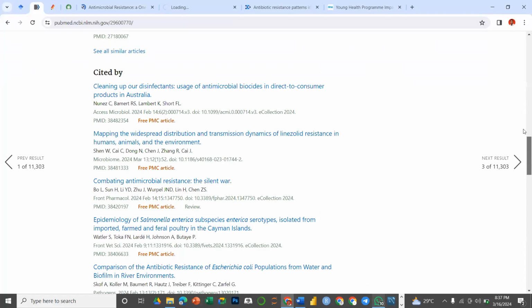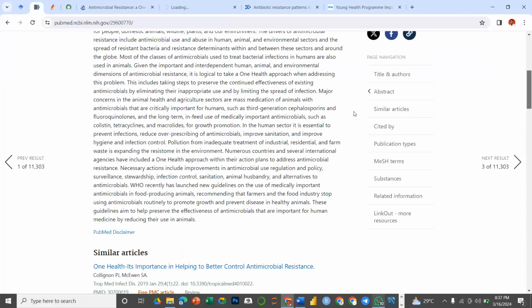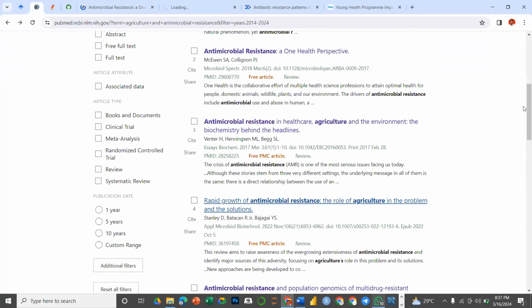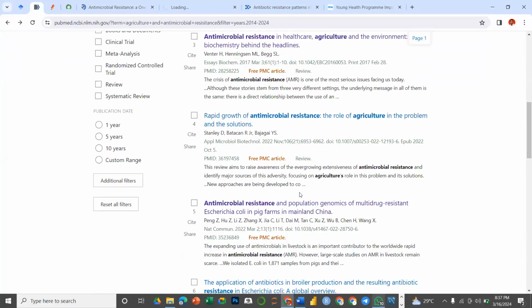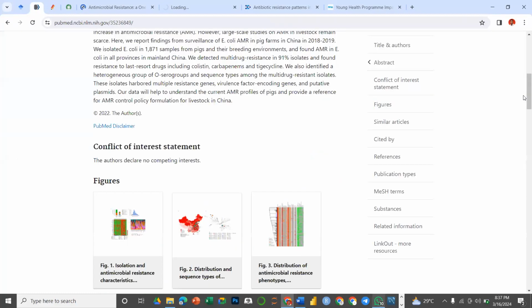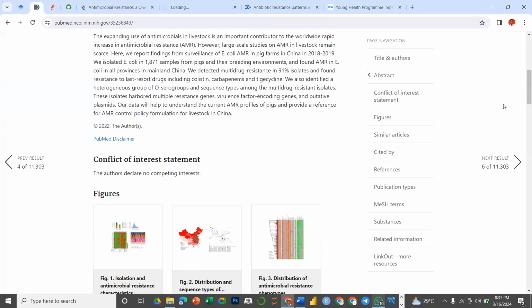Okay, let me just try to see if there's something that makes it simpler for me. The network is not friendly at all. Okay. Right, okay, I think this one has references.